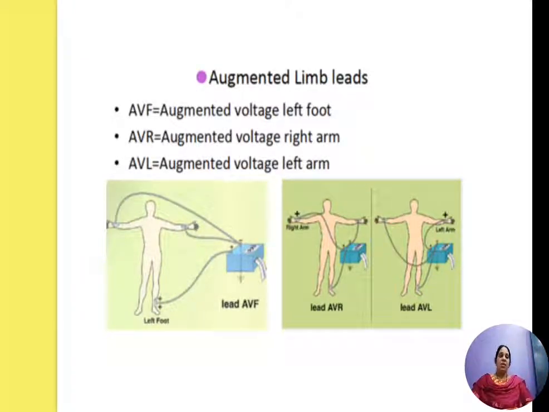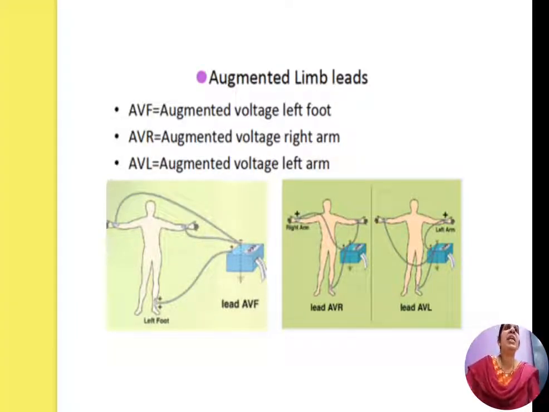So these are the connections which you can see very clearly as shown in the figure. aVF is augmented voltage left foot. So one terminal is from the left foot. The other terminal, the central terminal, is formed by connecting the other two limbs. What are they? The other two limbs are left arm and right arm. So those two together form the central terminal. That is called lead aVF.